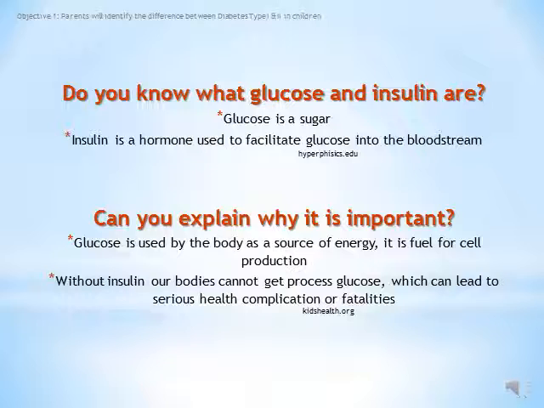Once glucose has been absorbed into the bloodstream, the body signals the pancreas to release the hormone insulin into the bloodstream to help regulate blood glucose levels. Glucose is then shared with cells to give them energy they need to maintain production.